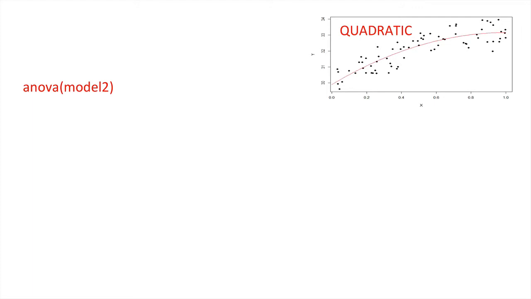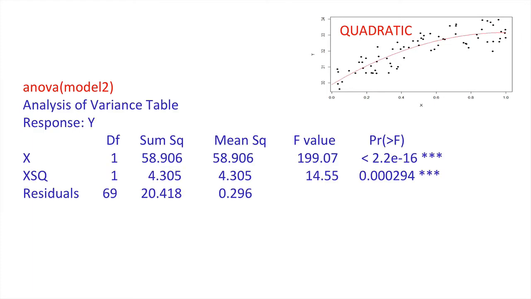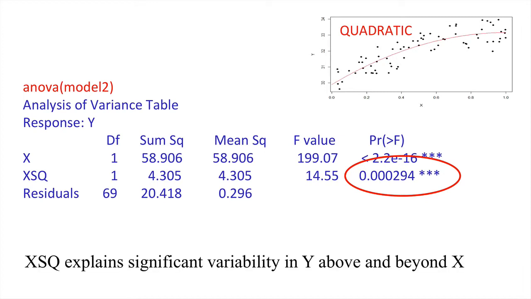Here I'm asking for the analysis of variance breakdown with model 2, and this is with a type 1 sum of squares by default. Here what we can see is, first of all, x explains significant variability in y, but then also x squared explains significant variability in y above and beyond that explained by x. So that justifies the extra term, the x squared term in that model. In effect, it's taken some of the curvature in that relationship.